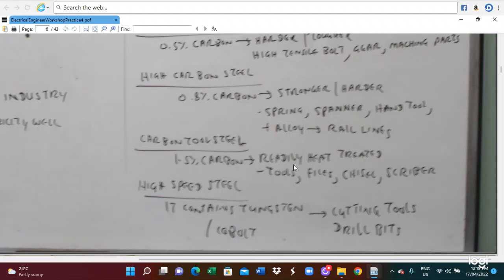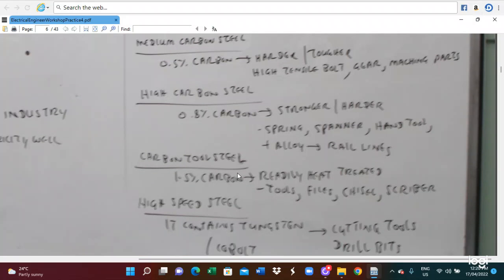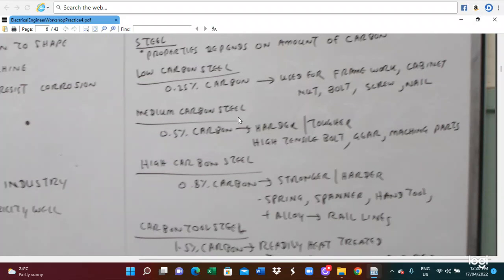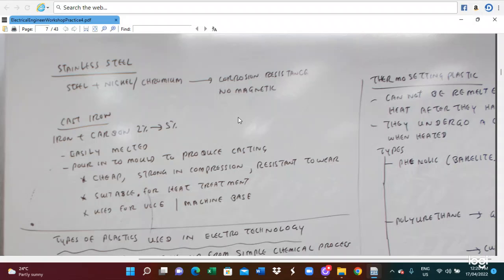They are used for various tools such as shifters and scrapers. High speed steels contain tungsten, so we can use them for cutting tools and drills. So depending on the percentage of carbon in the steel, the properties change, and we can use it for different kinds of materials. Stainless steels are steel with a nickel and chromium combination. This is corrosion resistant, but it has no magnetic property.